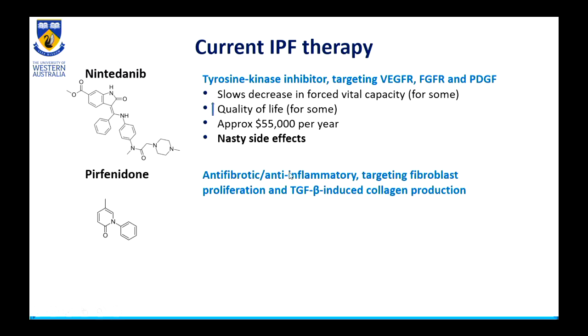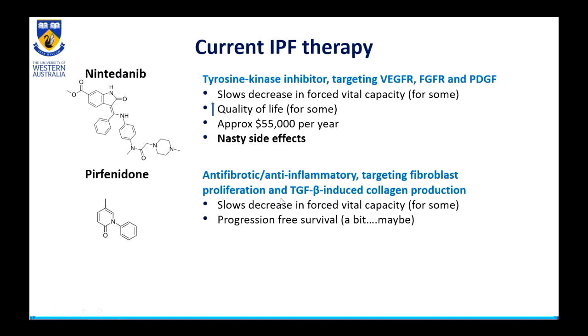It's anti-fibrotic, anti-inflammatory, targets fibroblast proliferation, and it's thought to work by blocking TGF-beta-induced collagen production. I said thought to be through that mechanism, which is interesting because the guidelines from the actual company that makes it say that the mechanism is unknown, and yet everybody tells you it works through TGF-beta inhibition. Again, it slows the decrease in FEV1 for some people, just like it does for nintedanib. They suggest there's progression-free survival, so people live longer. And it depends which paper you read. Maybe some, maybe a bit, but it's not very clear.